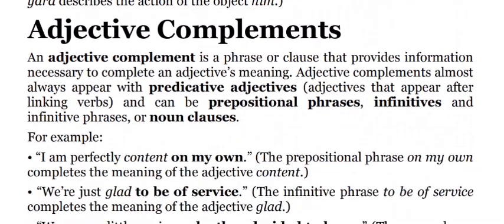Adjective complements. An adjective complement is a phrase or clause that provides information necessary to complete an adjective's meaning. Adjective complements almost always appear with predicative adjectives, adjectives that appear after linking verbs, and can be prepositional phrases, infinitives and infinitive phrases, or noun clauses. For example, I am perfectly content on my own. The prepositional phrase on my own completes the meaning of the adjective content.